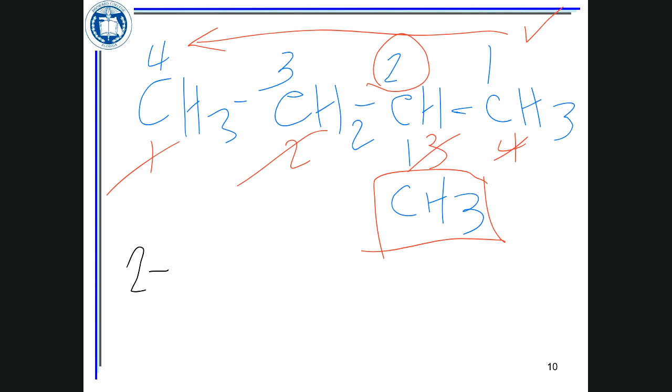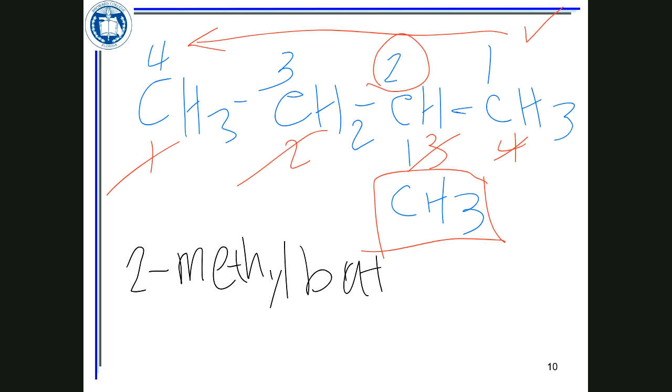And that is very strict. You must use the dash line to separate the number from letter. So 2 dash, name the branch first, methyl. So it's 2-methyl. And what would be the main carbon chain? In this case, it would be butane. So the name would be 2-methylbutane.